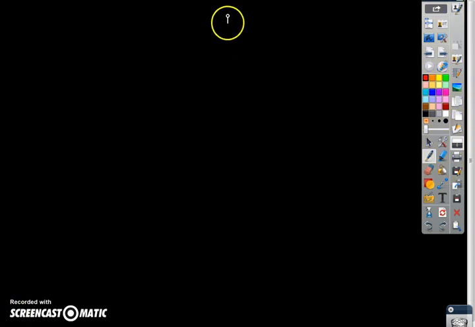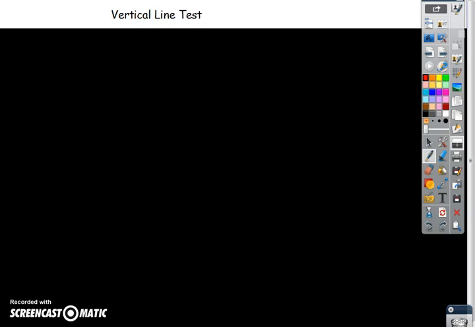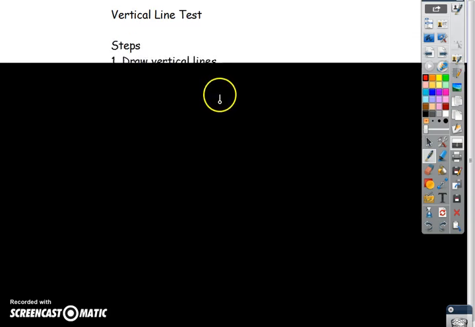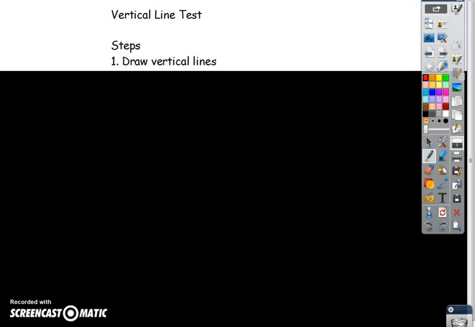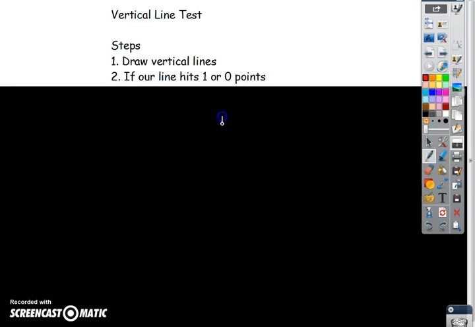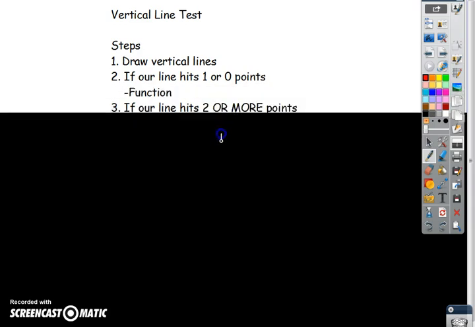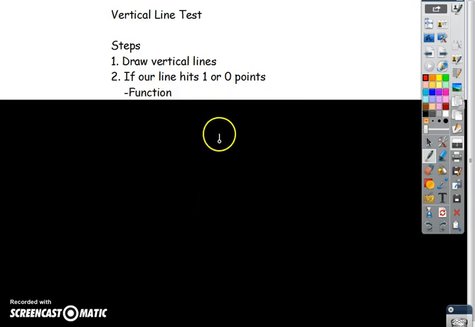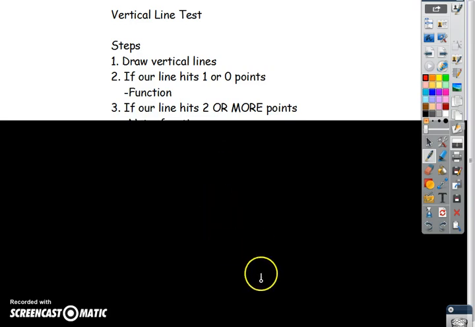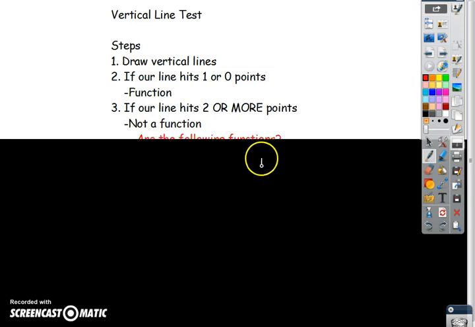The first test we're going to deal with today is the vertical line test. So, step number one for the vertical line test: you're going to draw vertical lines. Shocking, I know. So you draw vertical lines all over your picture if you are given a picture. Now, if our line hits one or none, so we hit 1 point or no points on my graph, we have a function and we're good to go. If our vertical line hits 2 or more points, at any point that we hit 2 times, not a function.